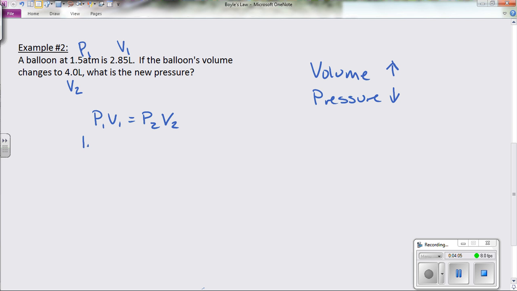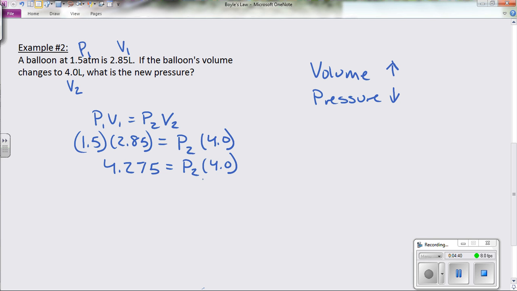P1 is 1.5, so I can fill that in. We know V1 is 2.85, so we can fill that in. Equals P2 we do not know based on the question, so that will be our variable. And V2 will be 4.0. Solve the side that has no variable, so 1.5 times 2.85 gives us 4.275. Bring down the P2 and the 4.0. Isolate the P2 by dividing by 4 on both sides.